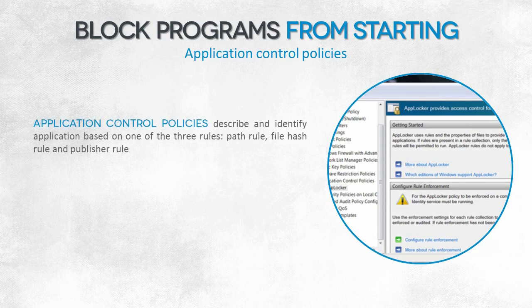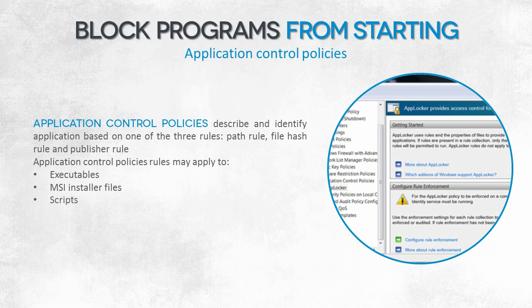Application control rules, the latest version of the mechanism we're discussing, have been significantly streamlined. There are only 3 rules: a path rule, a file hash rule, and a publisher rule. As we mentioned, the Internet Zone rule was controversial from the start. Just like before, you might specify program types to which the rules will apply. You can select from executable files, the MSI installer files, scripts, and DLLs.